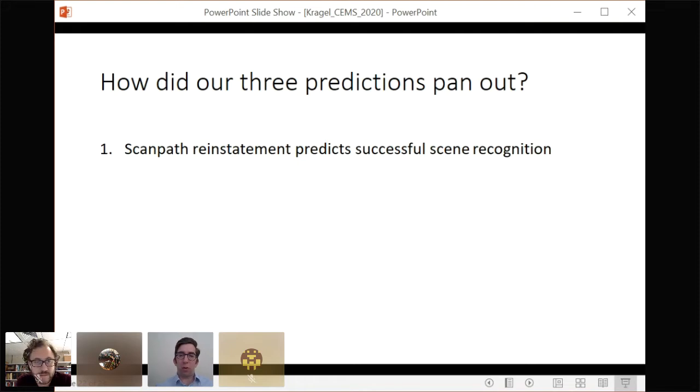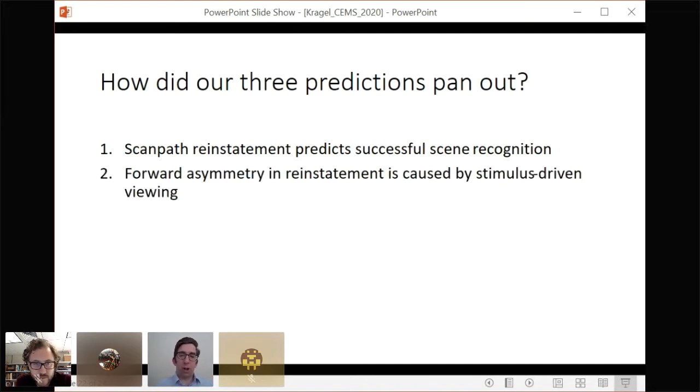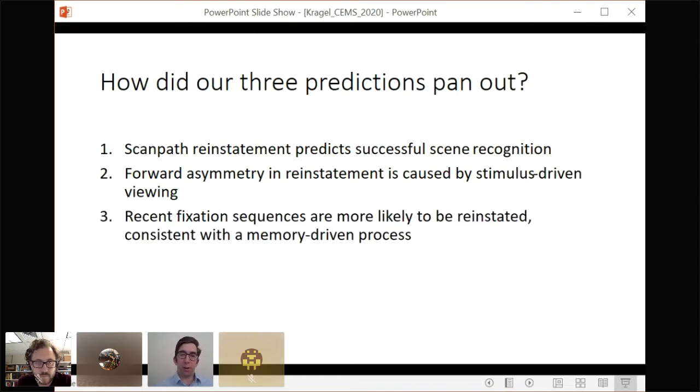In general, we confirmed most of our predictions. Scanpath reinstatement does look like it predicts successful scene recognition. There was a little bit of a hiccup in the prediction regarding prediction 2, where it didn't look like there's a difference in the memory-related differences in forward asymmetry. However, it does look like stimulus-driven viewing effects do cause differences in reinstatement when we're considering Scanpaths. And finally, it does look like there are both short timescale and long timescale differences in terms of reinstatement of these sequences.